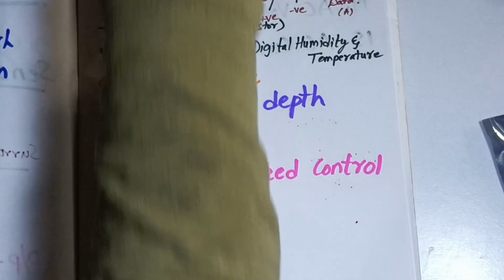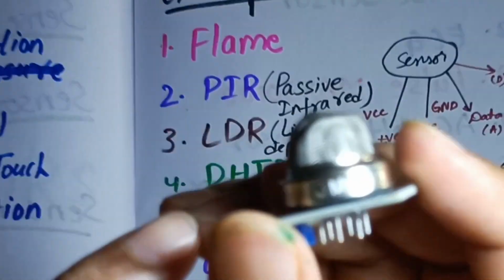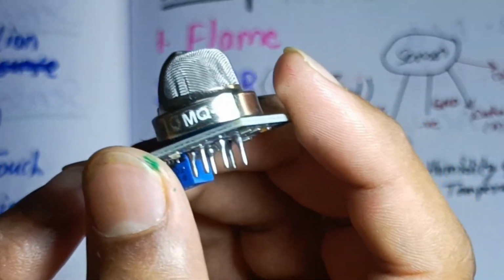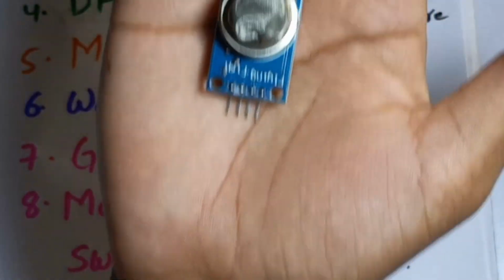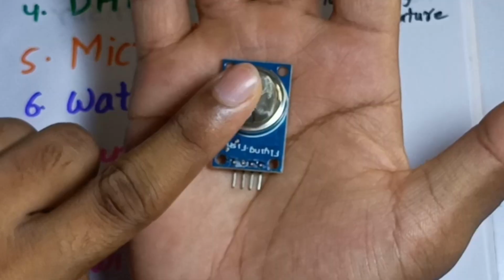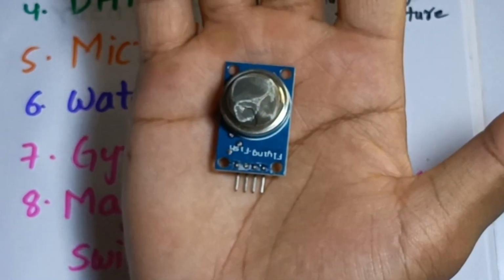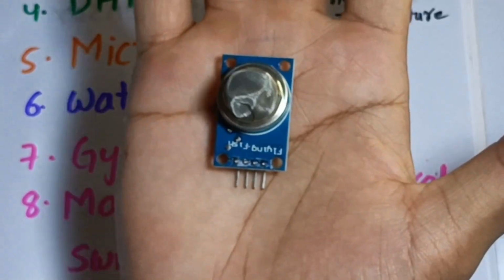And coming to the ninth one, MQ4. We have a sensor here which is MQ4, right? So this is actually an air quality sensor. That means you can detect some gases in the air using this sensor. Using this we can basically measure methane, which is CH4, and also LPG gases.